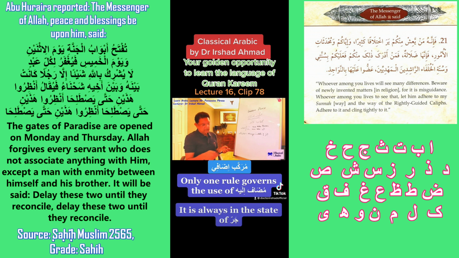So we have murakkab idafi here, which is mudaf and mudaf ilayh. Kitab is mudaf, walad is mudaf ilayh. Mudaf is not going to take tanween and it is not going to take al either. And walad, which is mudaf ilayh, will always be in the state of jar. So these are the important principles which govern mudaf and mudaf ilayh being put together in a possessive phrase.